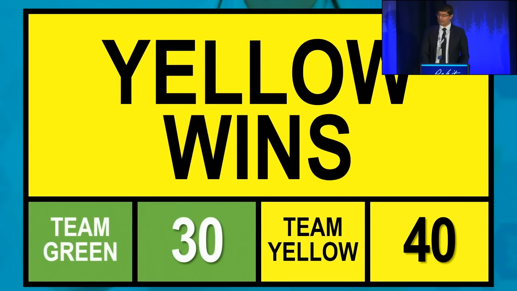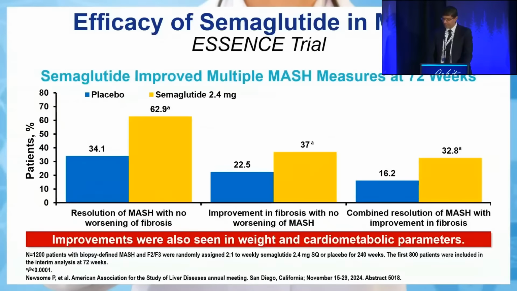Okay, Team Yellow is winning again with 40 points versus 30 on Team Green. But this is good. I think it's a good fight that we have between. And yellow is the color of the liver, right? Yes. Bile, absolutely. So it's normal that in a liver conference we're ahead.